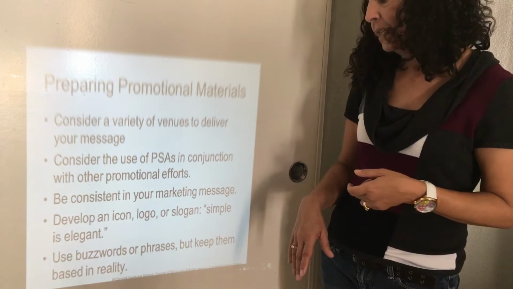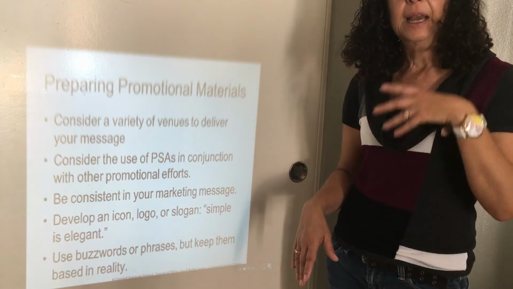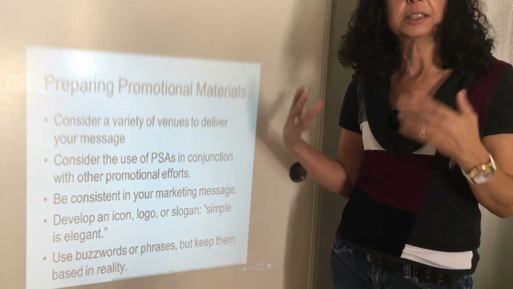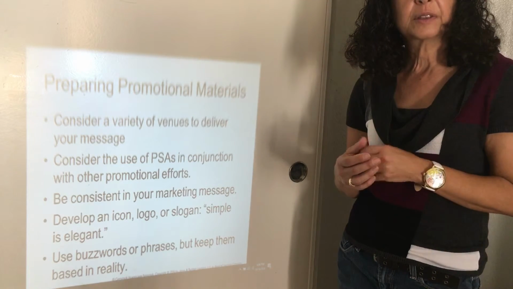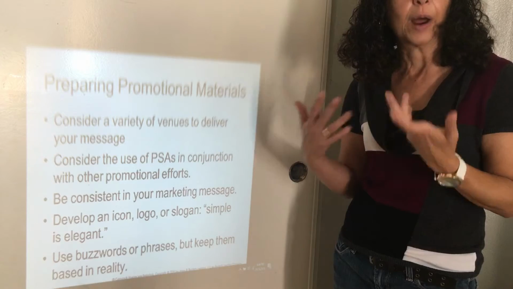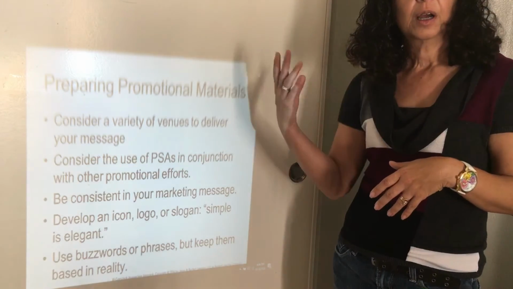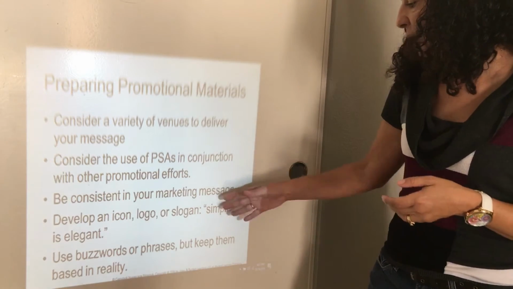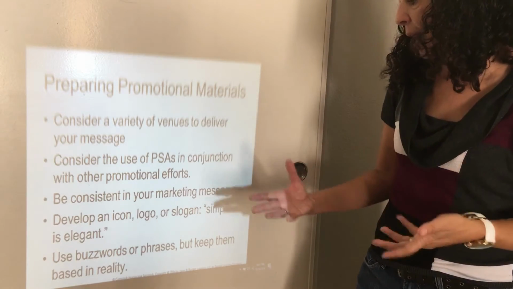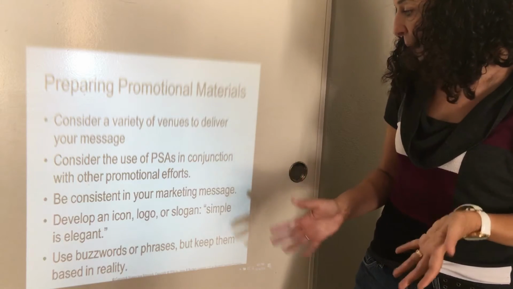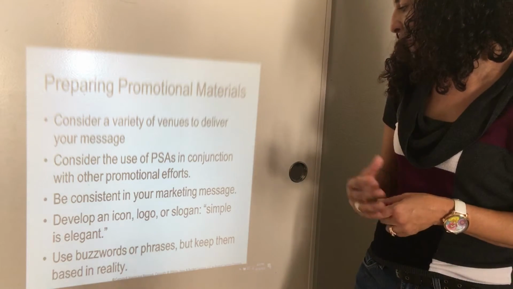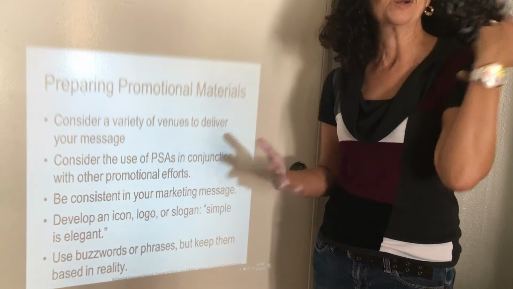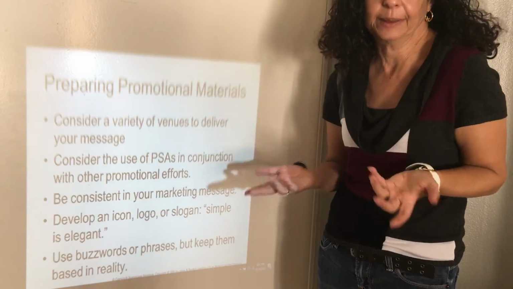Use a consistent message. Just like for-profit companies use consistent messages, right? We know Nike is just do it. So they don't have a different just do it for running than they do for their basketball shoes, right? It's just do it. It's a consistent message. Same thing, you want a consistent logo or icon. Simple is best. And use buzzwords or phrases that people will remember, but keep it grounded in reality. So you don't want to get too cheesy with it, basically.